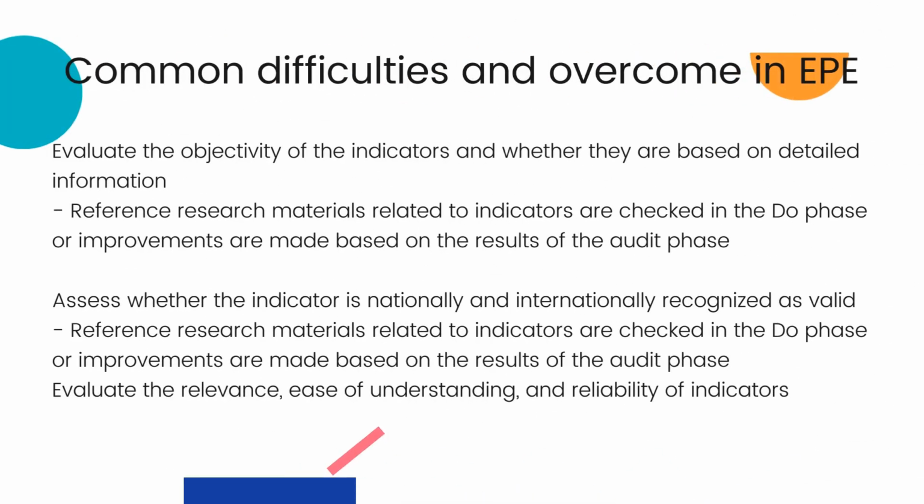Common difficulties and how to overcome them in EPE: evaluate the objectivity of the indicators, and whether they are based on detailed information. Reference research materials related to indicators are checked in the do phase or improvements are made. Based on the results of the audit phase, assess whether the indicator is nationally and internationally recognized as valid, and evaluate the relevance, ease of understanding, and reliability of indicators.